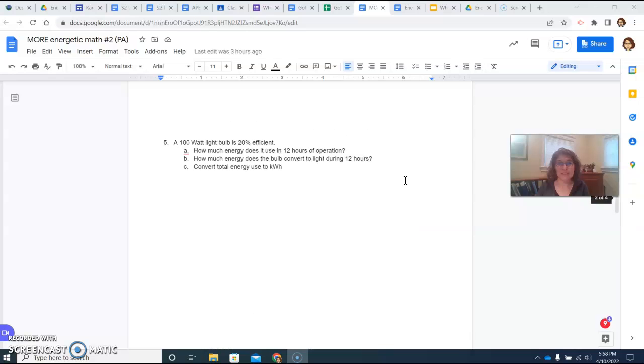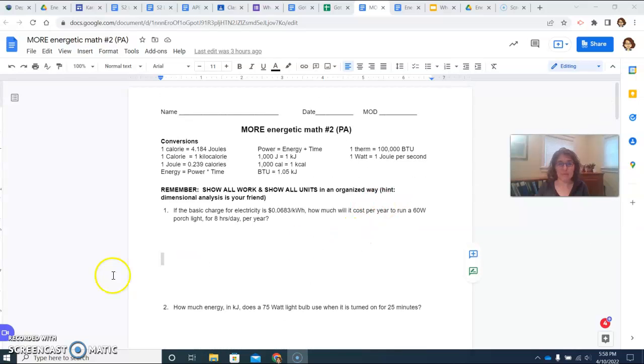All right, so let's take a look at problem number 1 to start. Problem number 1 asks: if the basic charge for electricity is 0.0683 dollars per kilowatt hour, or in other words, 6.83 cents per kilowatt hour, how much will it cost per year to run a 60-watt porch light for 8 hours per day, every day per year?